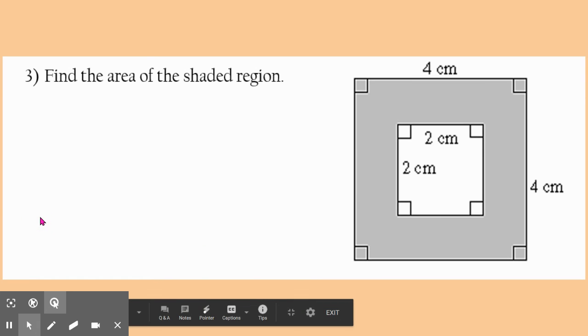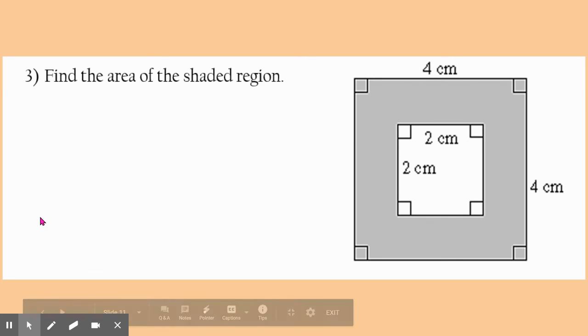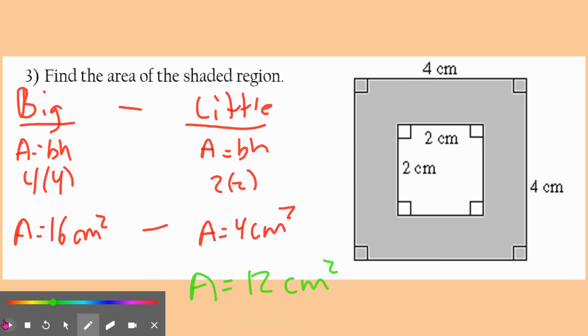All right, one last problem. Find the area of the shaded region. So since I'm finding the shaded region, what do you think I'm going to have to do? If you said subtract, you are correct. So instead of adding, you're going to have to subtract these. So go ahead and try this one on your own.